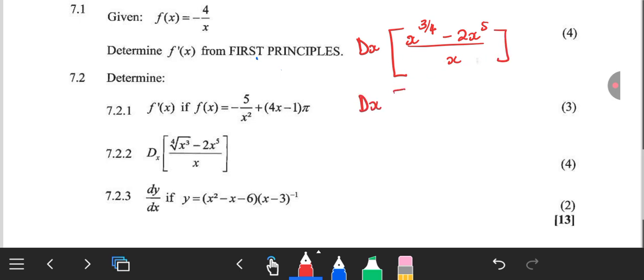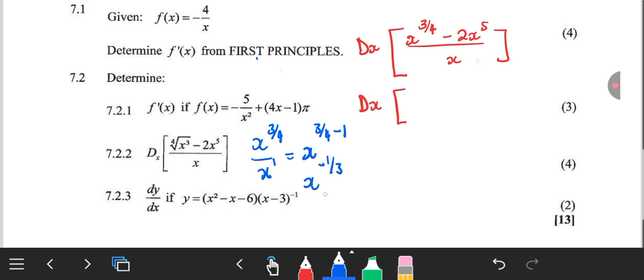We're still fixing, right? Now remember the laws of exponents: x to the power of 3 over 4 divided by x is the same thing as x to the power of 3 over 4 minus 1, right? Because we take one from the exponent. So now this is going to give us negative 1 over 4 as our answer, so this is going to be x to the power of negative 1/4.